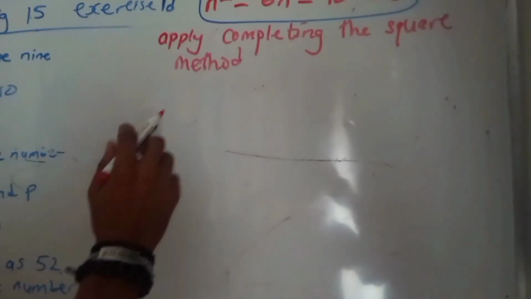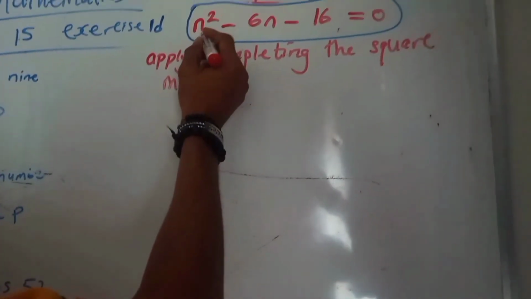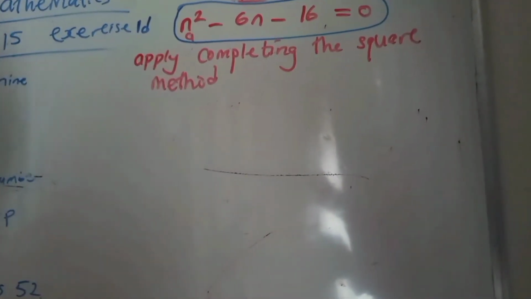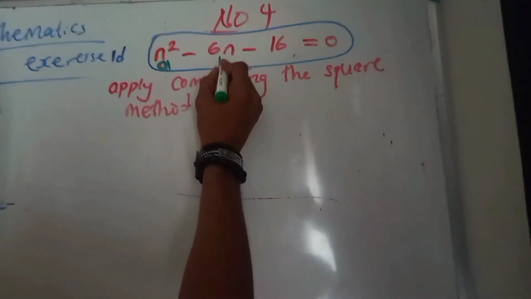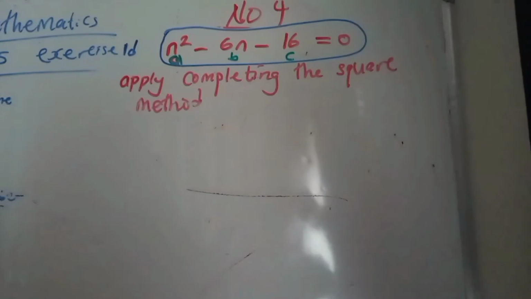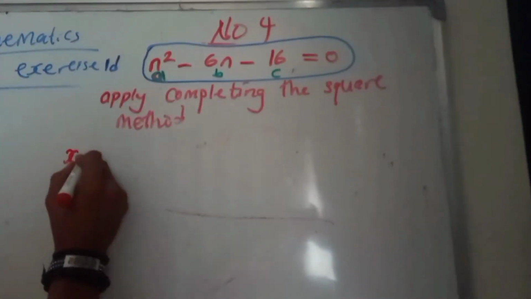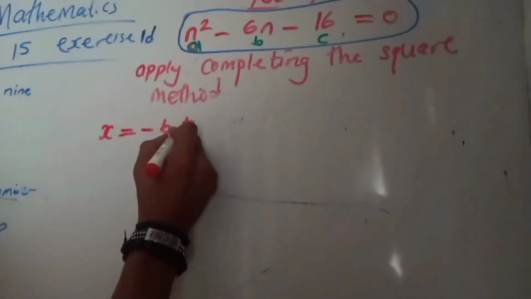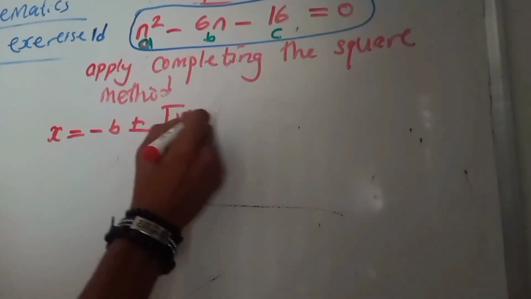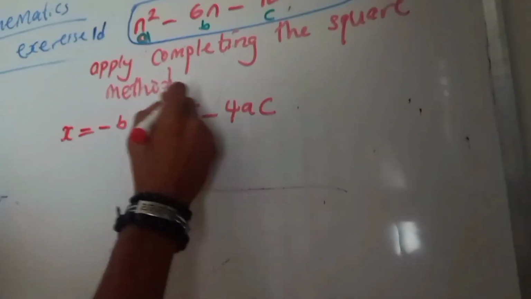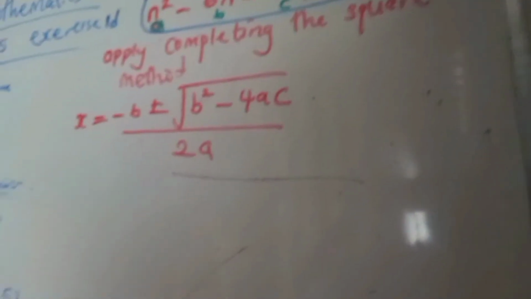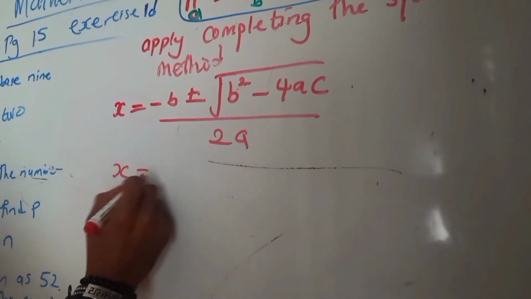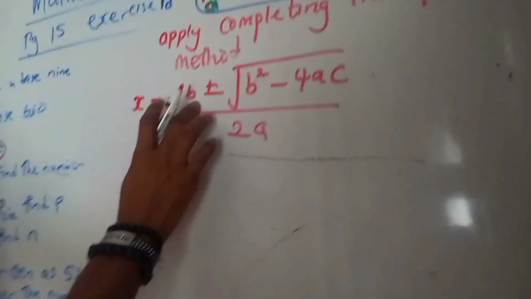So what happens now? We name it. Here is our A, here's our B, and here's our C. So you can then see that n squared, x equals minus b plus or minus the square root of b squared minus 4ac, over 2a.